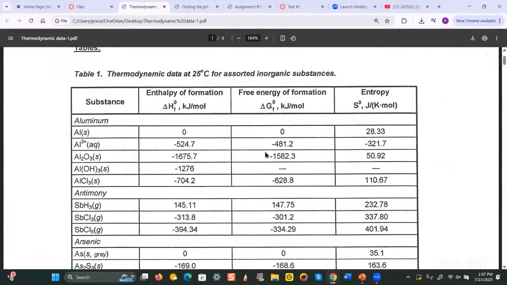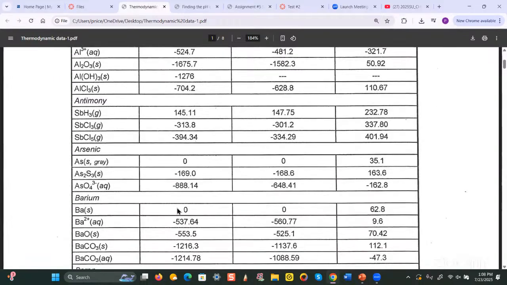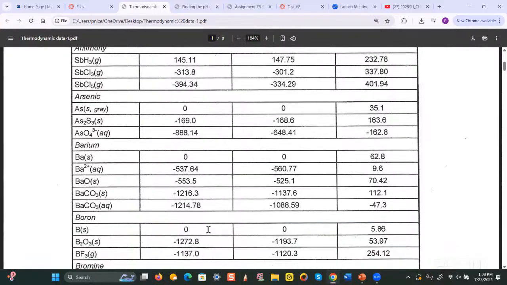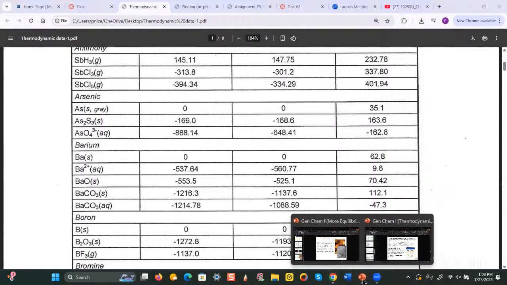And you'll notice one thing the delta G values have in common with the enthalpy values is that for free elements by themselves, their values are automatically 0, right? So if you look at aluminum here, the free energy of formation of aluminum is 0. Same thing for enthalpy of formation. And if I were to scroll down, you see the same thing for arsenic, same thing for barium, same thing for boron. All elements by themselves have a standard free energy of formation equal to 0, all right? So that's as far as free energy under standard conditions is concerned.